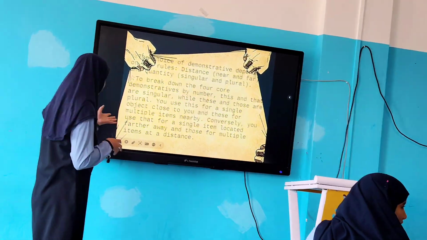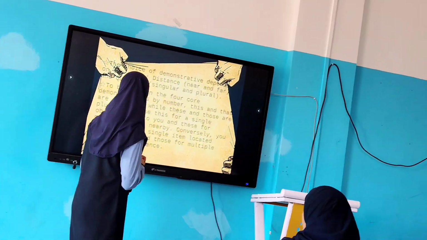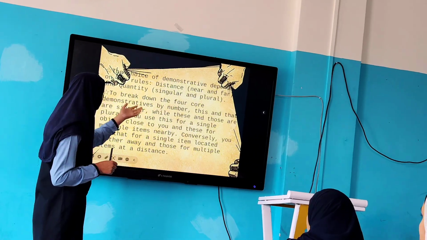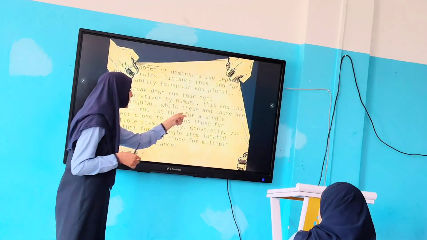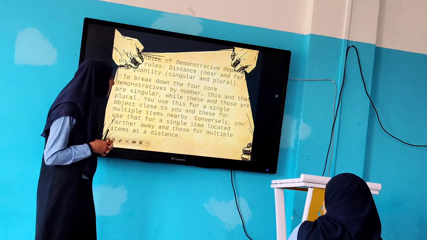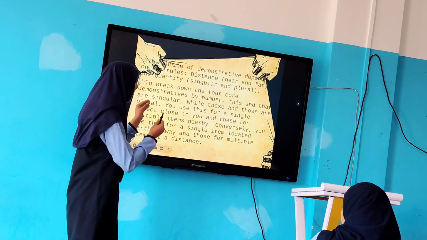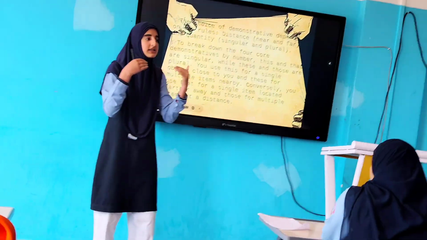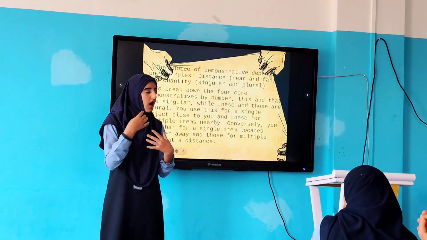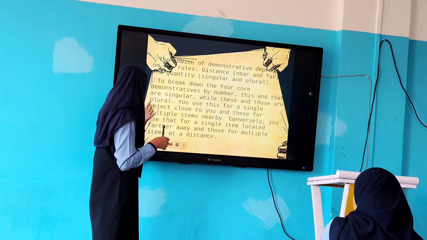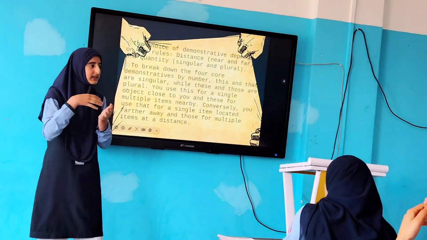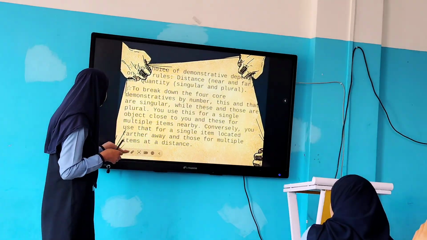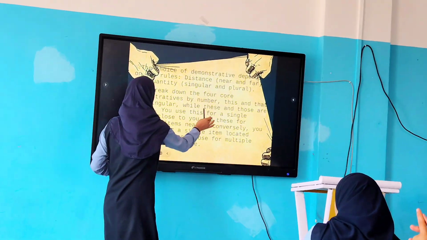Let's talk about the choice of the demonstrative. It depends on what I already said, distance and quantity. To break down the four demonstratives by number, this and that are singular, while these and those are plural. We use this for a single object close to us, and we use these for many objects which are close to us. Conversely, we use that for a single item which is located farther away from us, and we use those for multiple items at a distance.